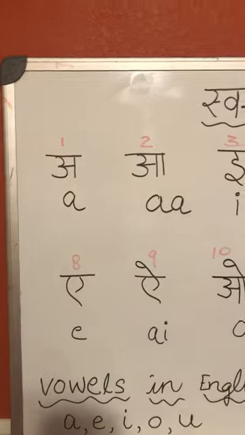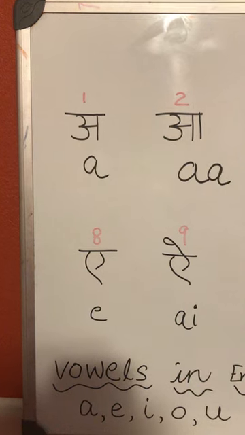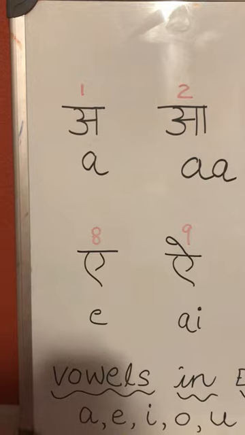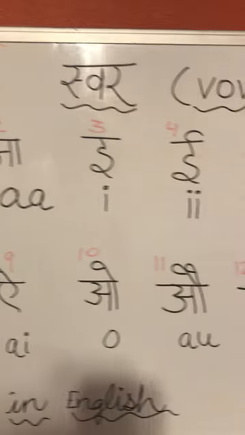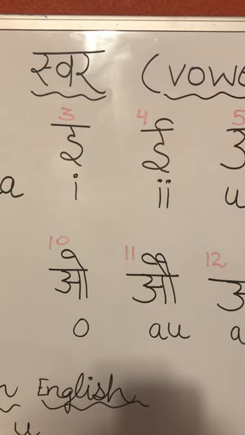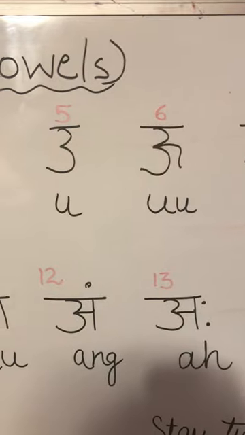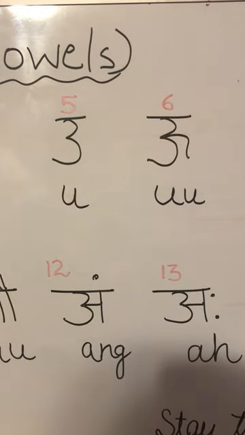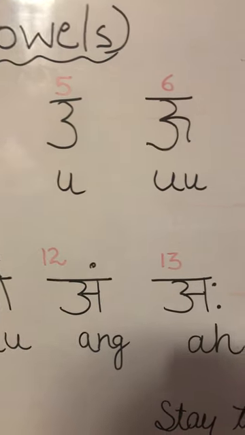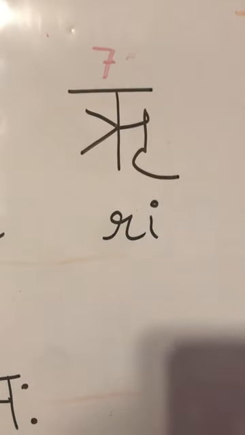Do you want to do it again and repeat with me? Let's see. A, a. Now repeat. A, a. Like that. Let's go. E, e. Repeat. Nice. Now, u, u. Repeat. Very nice. Ri. Say it. Ri.